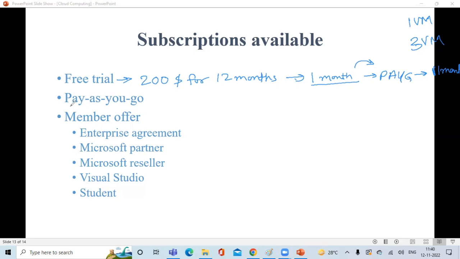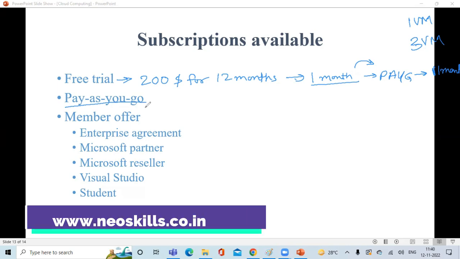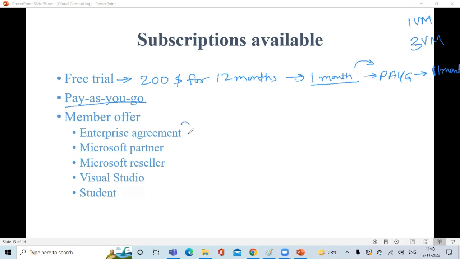So most of the time, for our demonstration purposes or any other thing, we go for the pay as you go account, right? And in one portal, you can add multiple pay as you go accounts. But your organizations are working on this one, not this one. Your organizations are working on this.